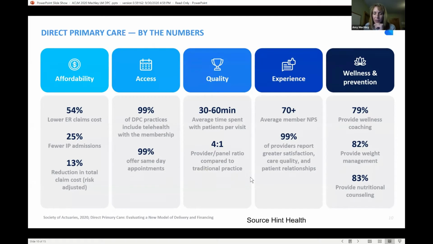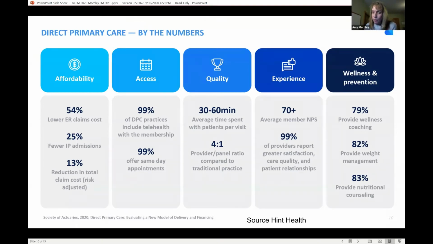These are some data from a company called Hint Health, a software company that works with a lot of direct primary care practices. But it really goes to the heart of what we're looking for when it comes to primary care transformation. The last column is about wellness. And to Wayne's point about the social determinants of health, taking time to really connect with our patients.